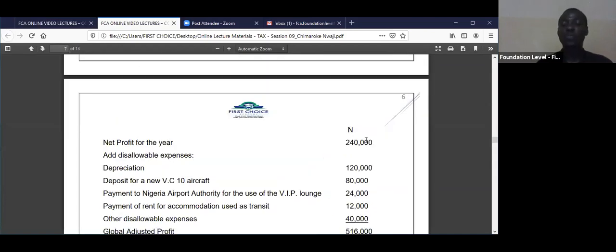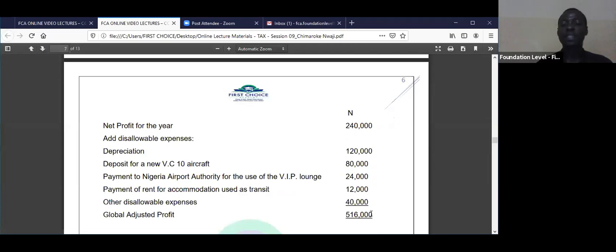So when you do your adding, your 240 plus all of these things added back, you are having 516,000. This is your global adjusted profit. This is what you are getting as a profit that has been adjusted from 240 down here. The 240 is for your financial reporting, which is fine, but for tax purpose, it's not fine. This is what tax is based on. We call it global adjusted profits.